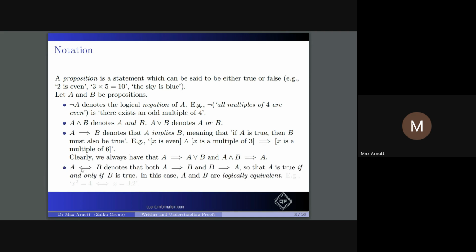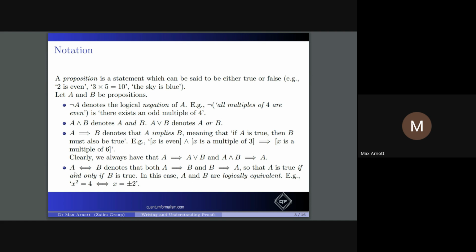And if I write these arrows with two heads on either side, A if and only if B, this is what we say. And it literally just means that A implies B and B implies A. So A is true if and only if B is true. And in this case, A and B are logically equivalent.